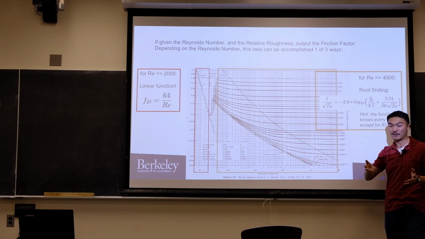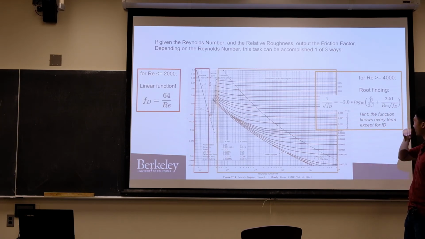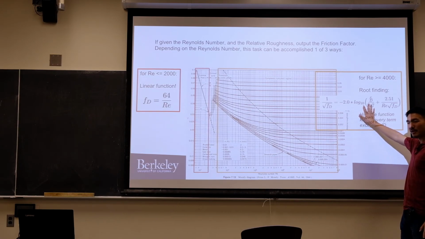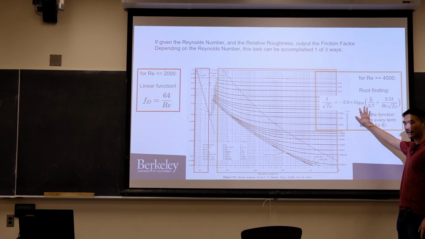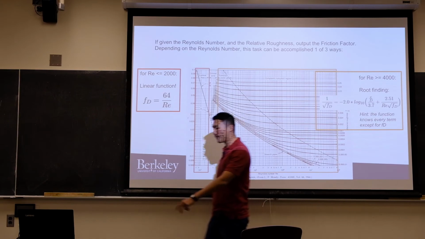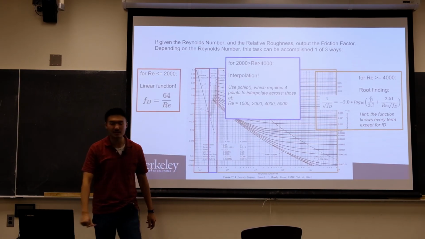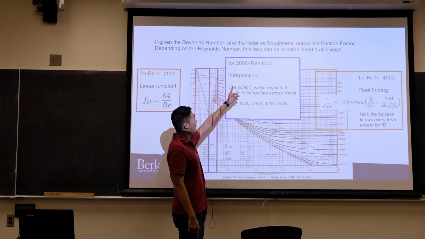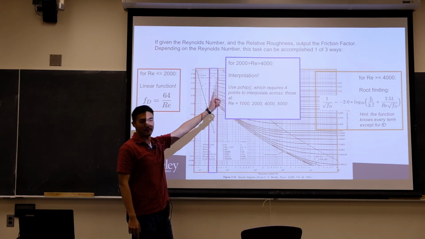The root will be f of d. Okay? So, don't worry too much about that, but you just have to play around with this function here. Okay? Then, the third regime is that transition zone in the middle, within Reynolds number of 2,000 to 4,000.